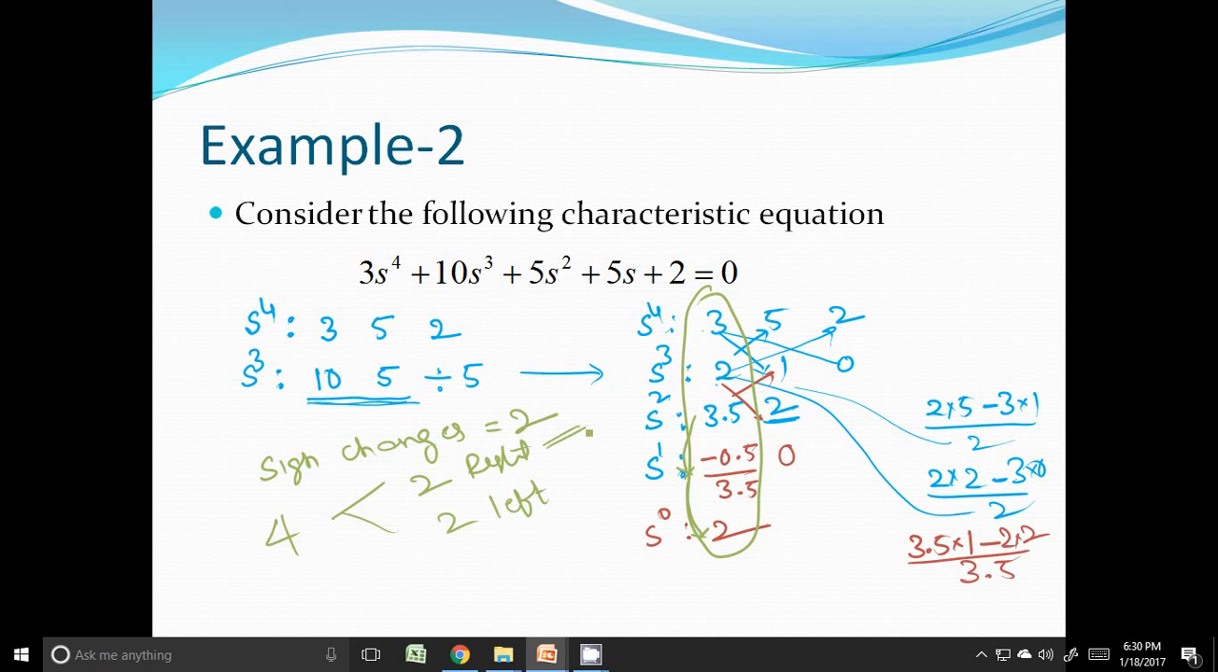Like this, we have to determine the stability of any system using the Routh Hurwitz criterion. The Routh Hurwitz criterion will not give the exact location of poles. It only gives the distribution of poles, which is helpful to comment on the stability of the system.